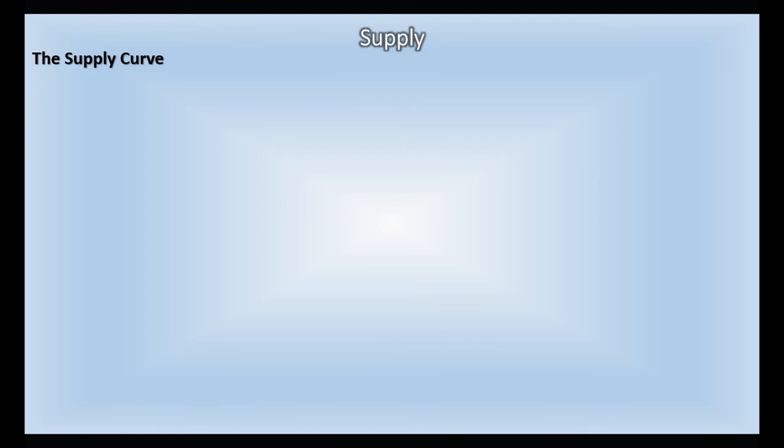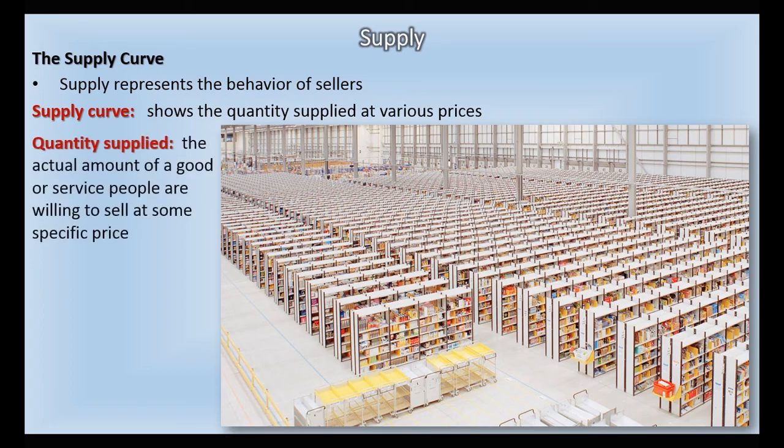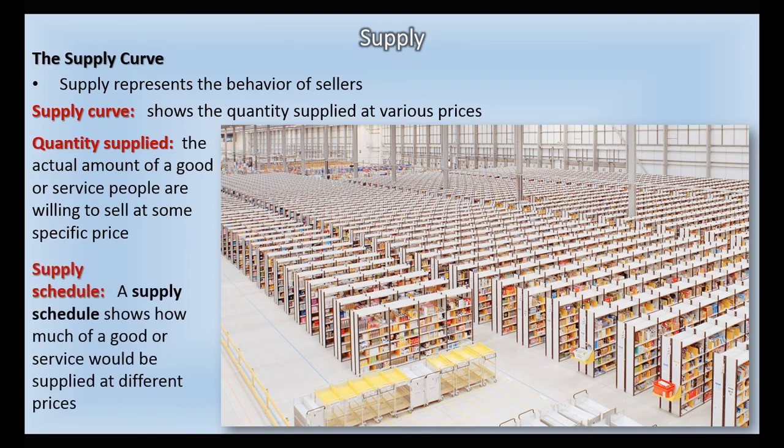So the supply curve represents the behavior of sellers. The supply curve shows the quantity supplied at various prices, much like the demand curve shows the quantity demanded at various prices. Quantity supplied is the actual amount of a good or service people are willing to sell at some specific price. The supply schedule shows how much of a good or service would be supplied at different prices. So it's a table, again, that's going to have prices and it's going to have quantity supplied corresponding to each price that suppliers are willing to sell at each of those prices.